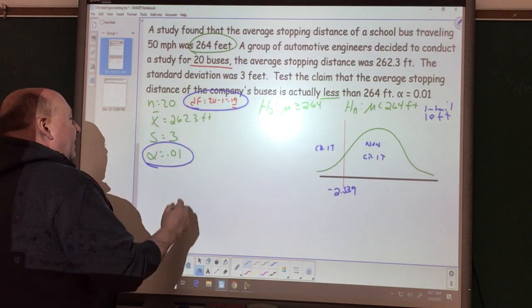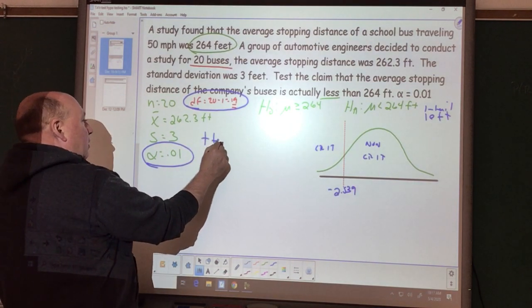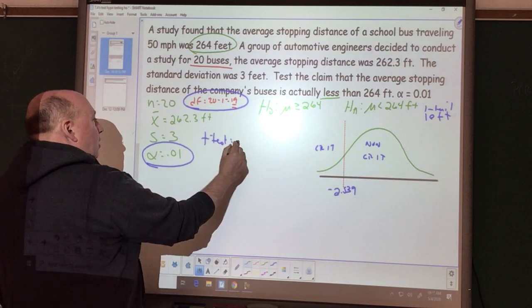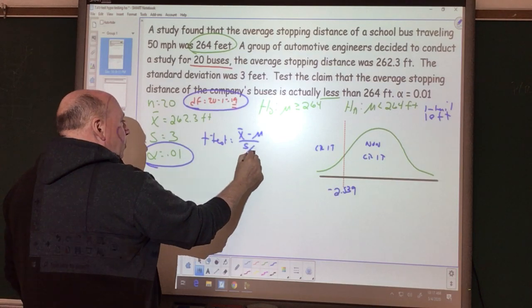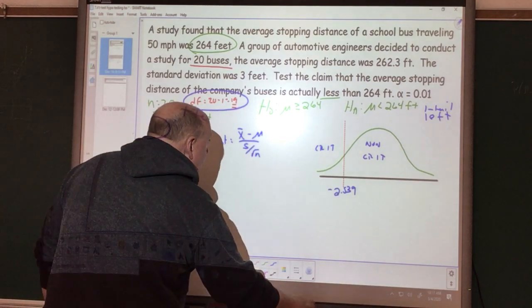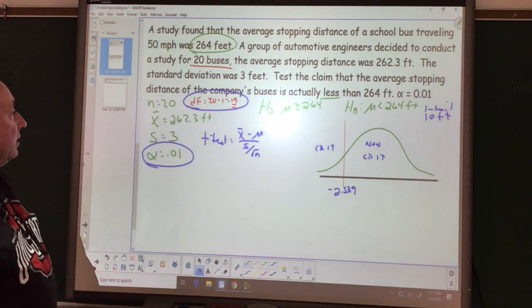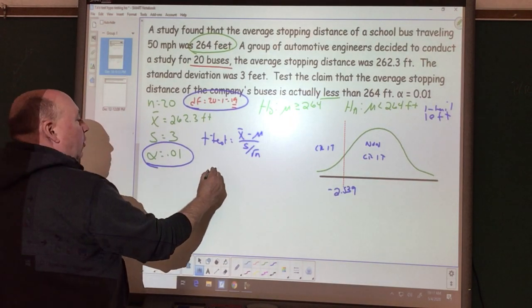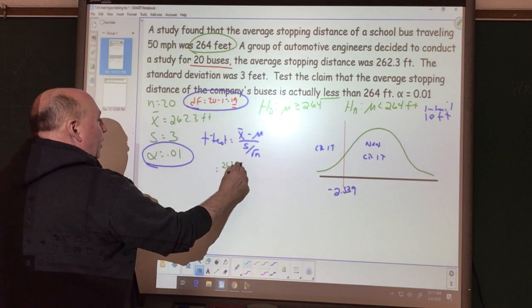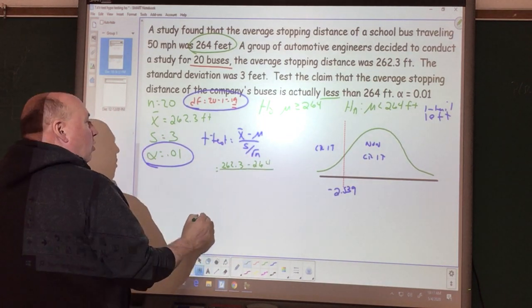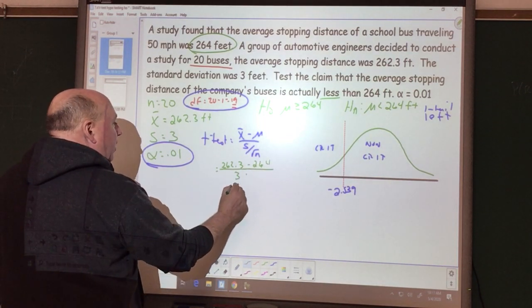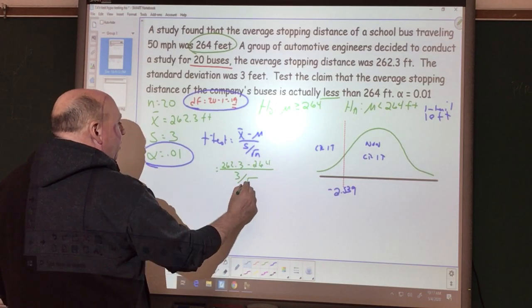So we have to find a t-test value, which is x bar minus mu divided by the standard deviation over the square root of n. This is not changing. So we have 262.3 minus our 264, over standard deviation of 3 divided by square root of 20.